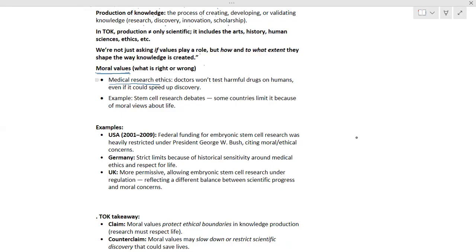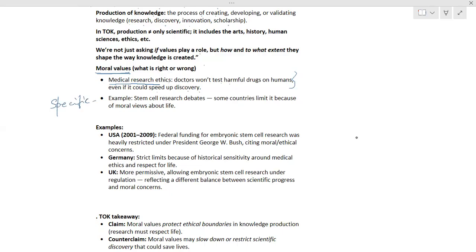Okay, so coming back to this point, the ethics in the field of medicine says that harmful drugs or newly invented drugs are not tested on humans, even if it could speed up discovery. Those drugs could in the future be very beneficial to treat certain illnesses, but still, on ethical grounds, on moral grounds, it is not tested. Now, this is a generic idea that we have, but we need to give specific examples.